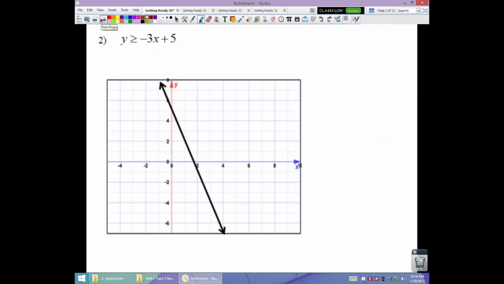Okay. Number 2, I can use 0, 0 once again because the line does not pass through the origin. So when I replace y with 0 and replace x with 0, and when I multiply by 0, this entire term just goes away. So I'm really left with 0 greater than or equal to 5. Well, is 0 greater than 5? No. So that's another one that's false. So 0, 0 did not work. That means nothing below the line here works, and I will shade everything above the line.